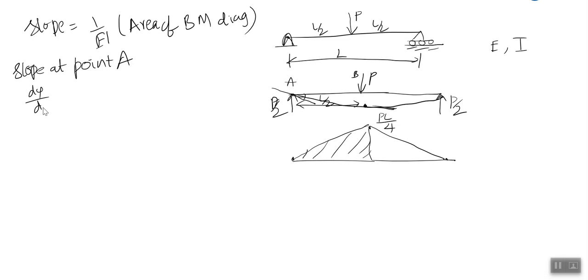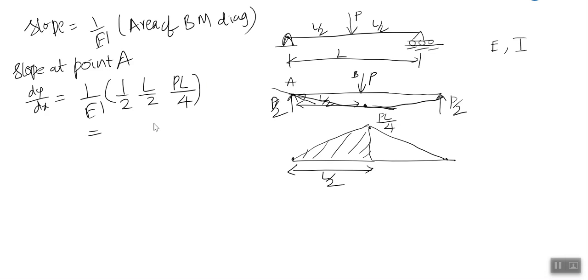dy by dx is equal to 1 by EI times, what is the area here? This is L by 2. So this is nothing but 1 by 2 times L by 2 into P into L by 4, which is PL square by 16 times EI. This is the slope.